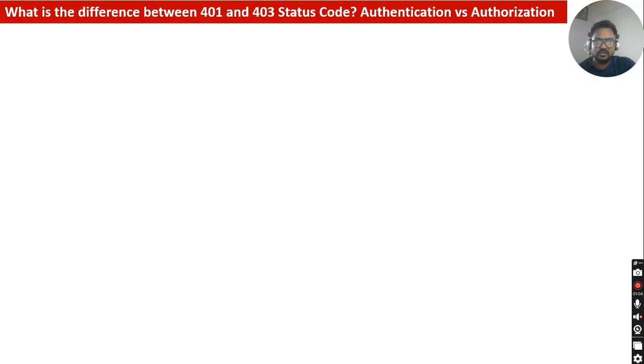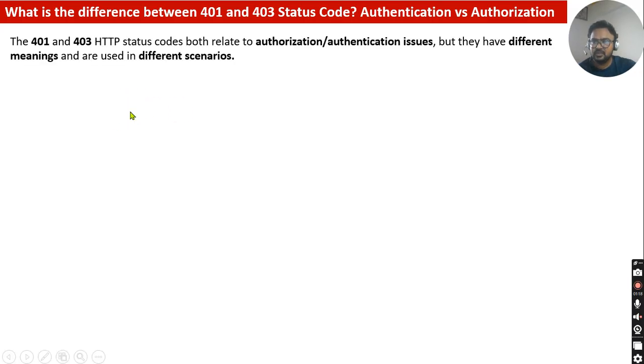I'm going to create a separate playlist for API testing related interview questions, and I will include this question there as well. But for now, we have included it in Selenium because it was a request from one of our candidates. The 401 and 403 HTTP response statuses are both related to the authorization and authentication issues that we face mainly in API testing. But they have different meanings, and that's why it is asked in interviews, because they want to know the logic behind 401 or 403. Today we're going to make it very clear so you can easily answer this question.